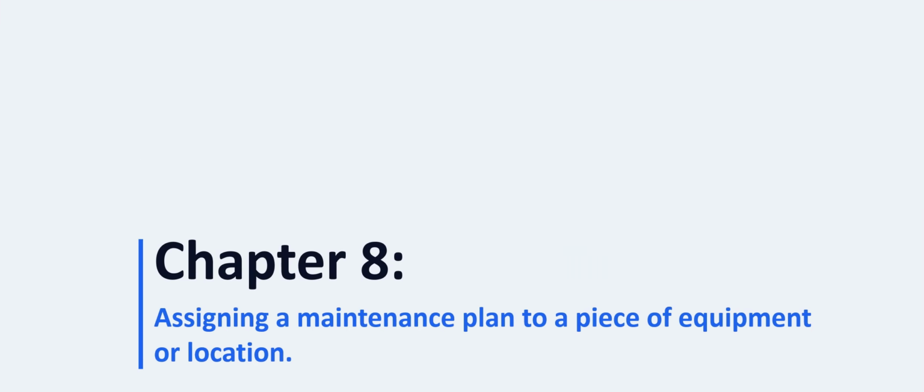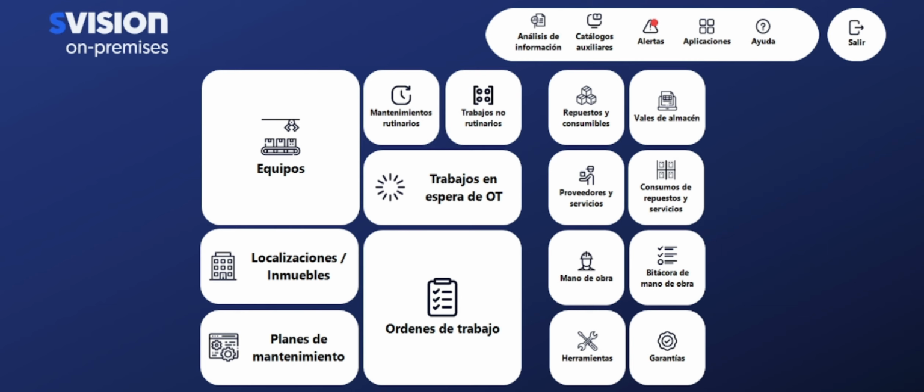Chapter 8, Assigning a maintenance plan to a piece of equipment or location. In order to effectively schedule and manage routine maintenance, it is crucial to connect each piece of equipment or location to its corresponding maintenance plan, which outlines the necessary activities. By utilizing a single plan for multiple related pieces of equipment or locations, duplication is avoided and management is optimized.